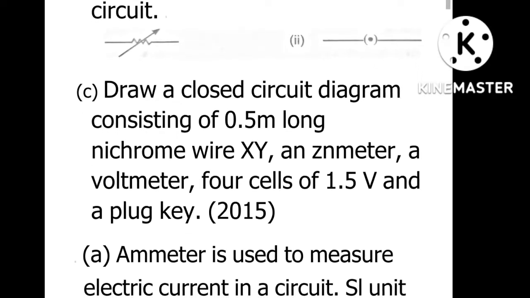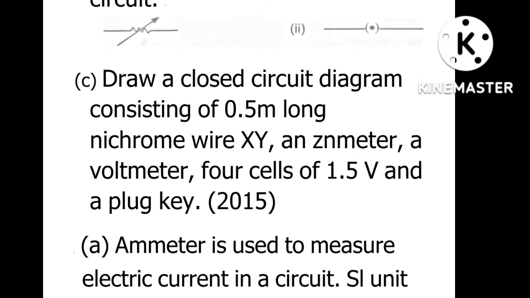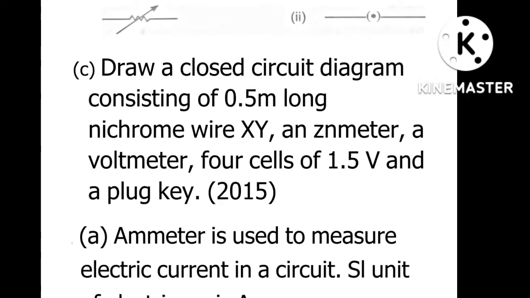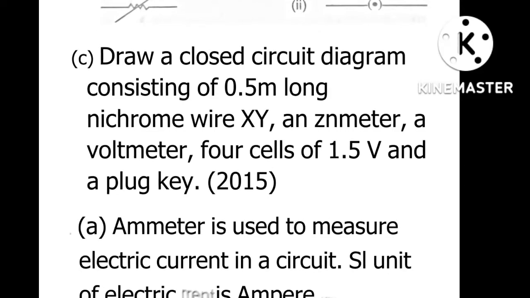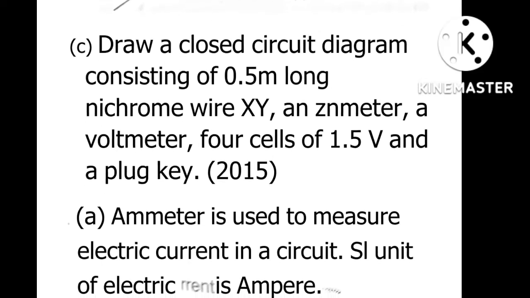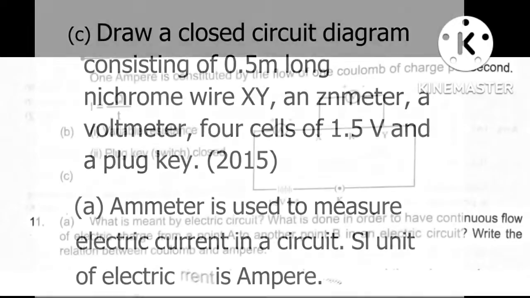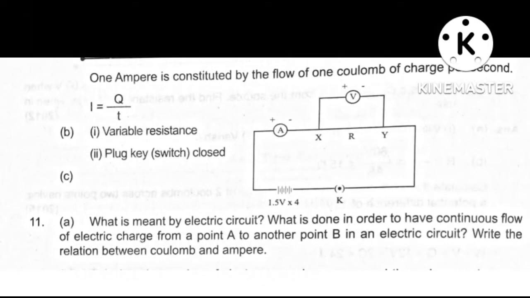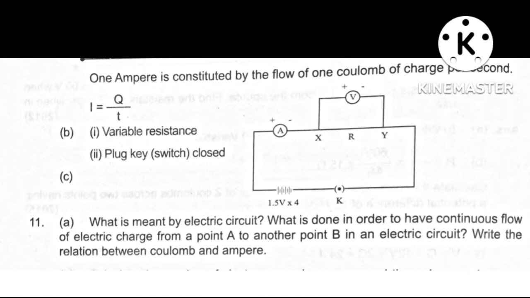The first question is, the instrument that measures electric current in a circuit, that is ammeter. And the second part is SI unit of electric current, that is ampere. Also, 1 ampere is constituted by the flow of 1 coulomb of charge per second, that is I is equal to Q by T. Now we can answer the second question.